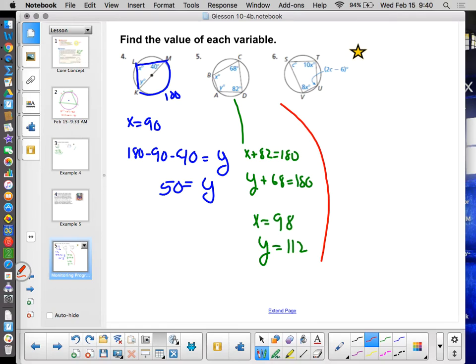I'll do X for you, you do C. So 10X plus 8X has to equal 180. So 18X is 180. So X is 10.